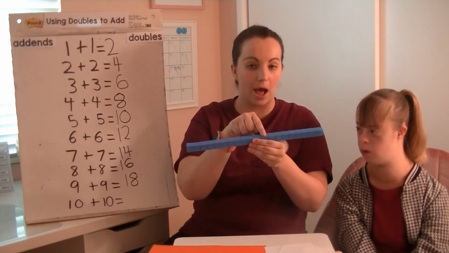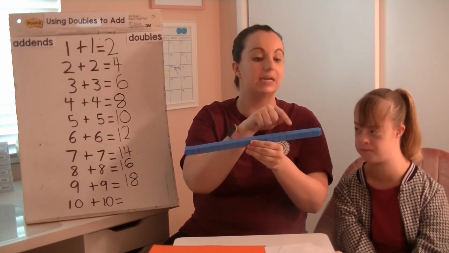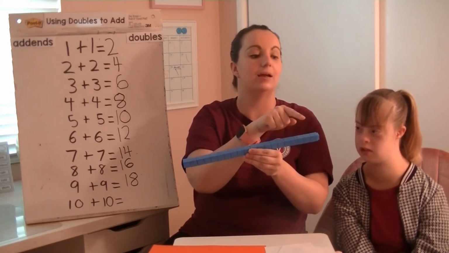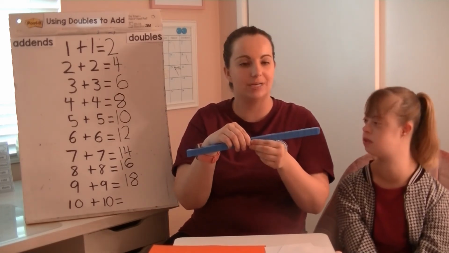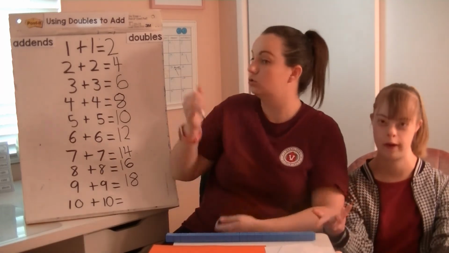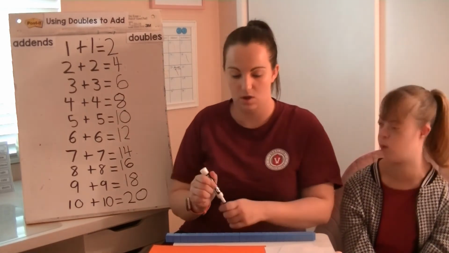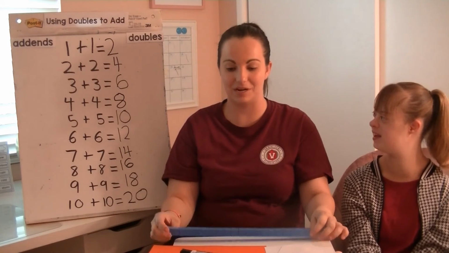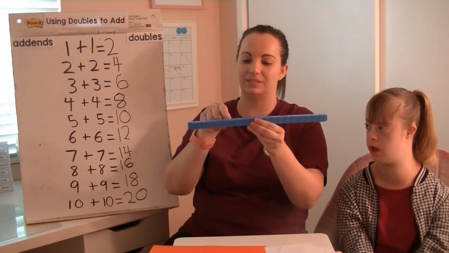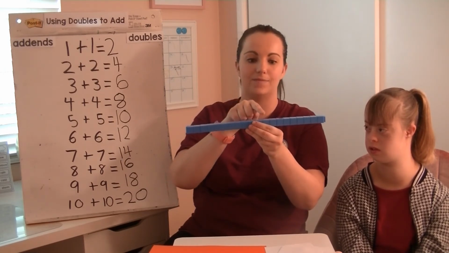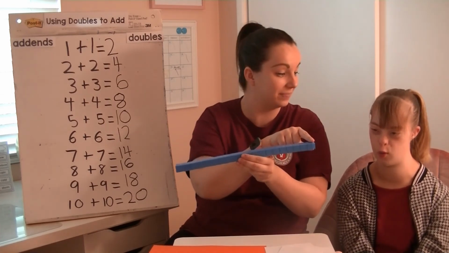11, 12, 13, 14, 15, 16, 17, 18, 19, 20. But wait. Oh my goodness, 10 plus 10 equals 20. Ooh. Wow, that was a big number there. 10 plus 10 equals 1, 2, 3, 4, 5, 6, 7, 8, 9, 10, 11, 12, 13, 14, 15, 16, 17, 18, 19, 20.